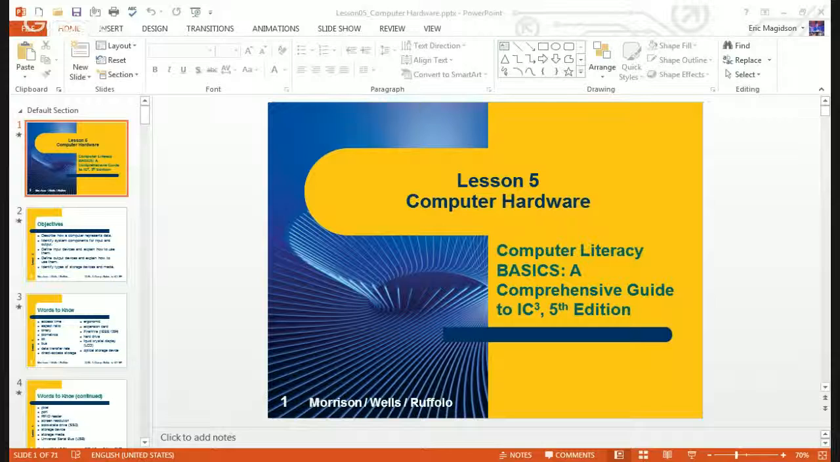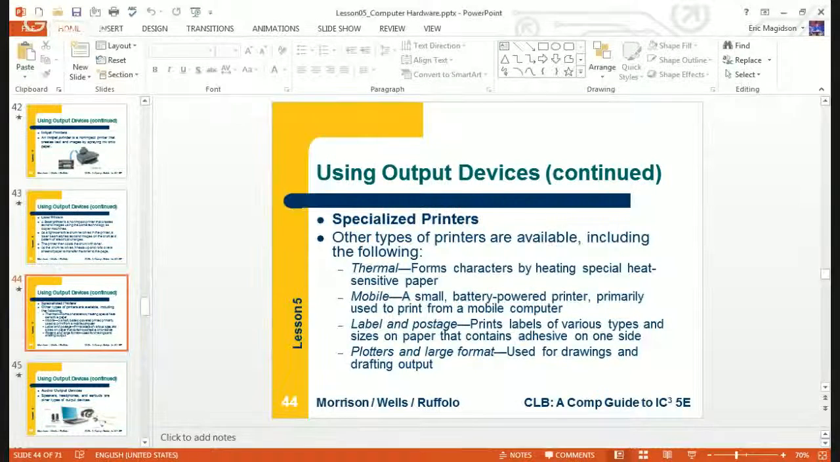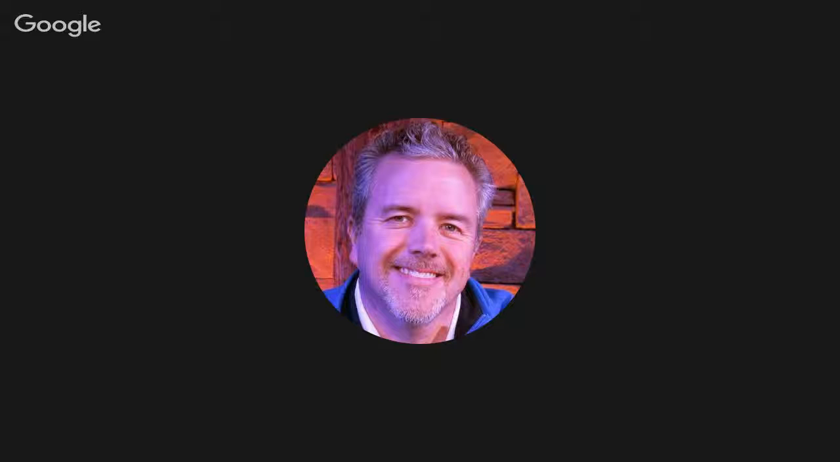I think this is where we'll stop today. We'll talk about labels and plotters and all that good stuff. There's the thermal, and yes, mobile printers. I think I might have told you all. Let me go ahead and stop my sharing and stop my broadcast here.